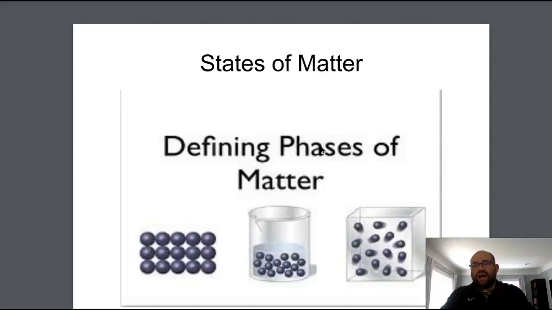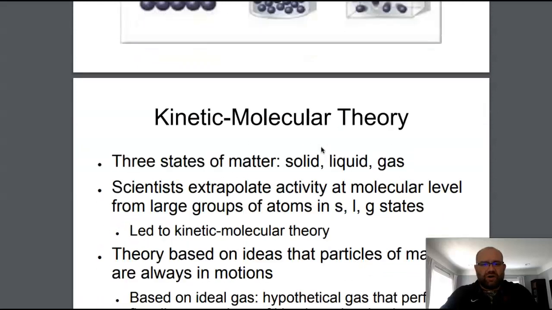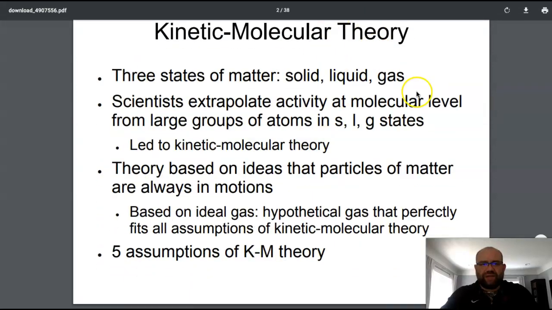States of Matter is one of the easier chapters. A lot of this is going to be review for you, but we're going to add one layer to what you've previously learned with the kinetic molecular theory. The kinetic molecular theory deals with three states of matter: the solid, liquid, and gas.